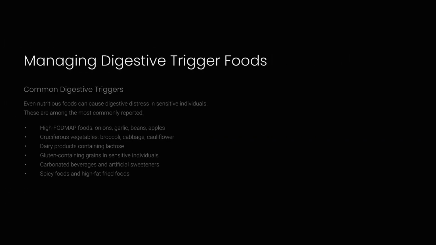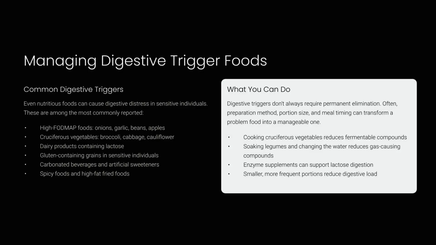Digestive triggers include high FODMAP foods, cruciferous vegetables, and lactose. What you can do is adjust preparation methods, portion size, and meal timing. For example, cooking vegetables or soaking legumes can reduce gas-causing compounds and make foods more manageable.